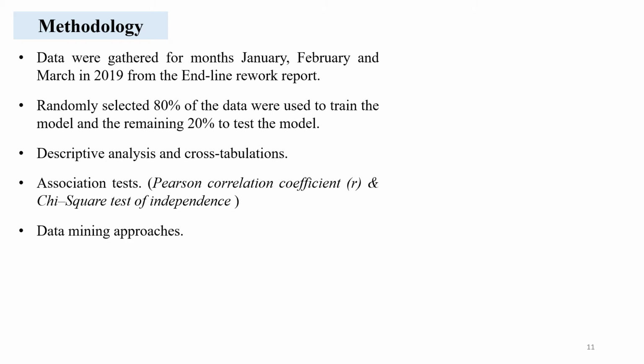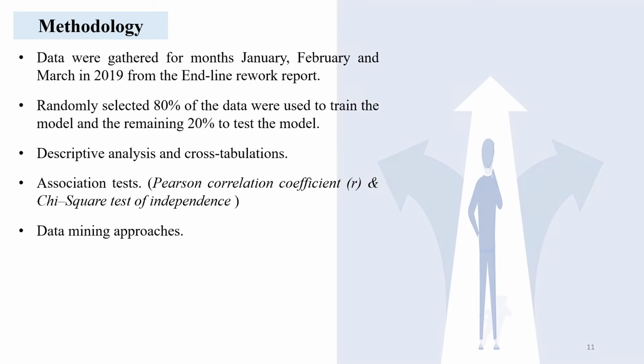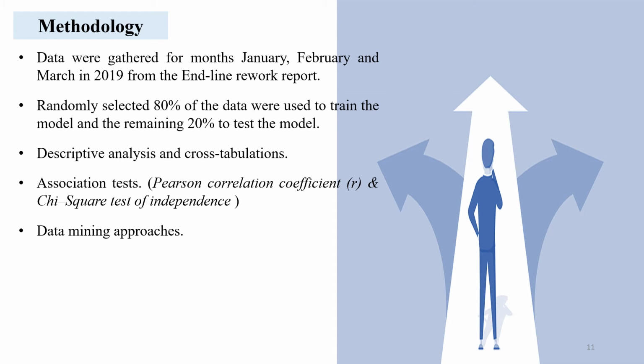Methodology. Data were collected for the initial 3 months in 2019 from the online rework reports maintained by the quality checkers. Randomly selected 80% of the data was applied for training and the remaining 20% for testing. As the initial step, descriptive analysis and cross-tabulations were conducted, then the association tests. Moving on to the data mining approaches, two techniques were applied. They are the classification tree and the probabilistic neural network.